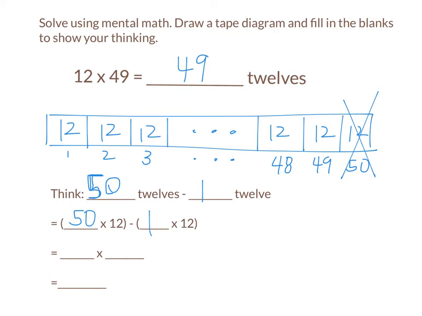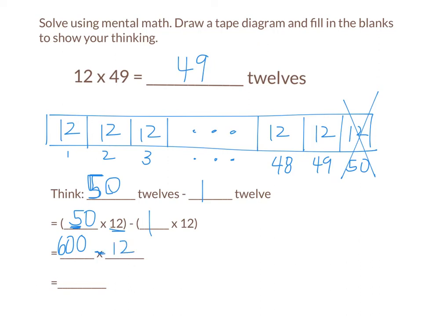If I have 50 times 12, I can just do 5 times 12, which is 60. And how many factors of 10 do I have left? 1. So how many zeros do I need to add? 1. So therefore 50 12s has what value? 600. But I need to take away 1 12. So 1 times 12 is? 12.